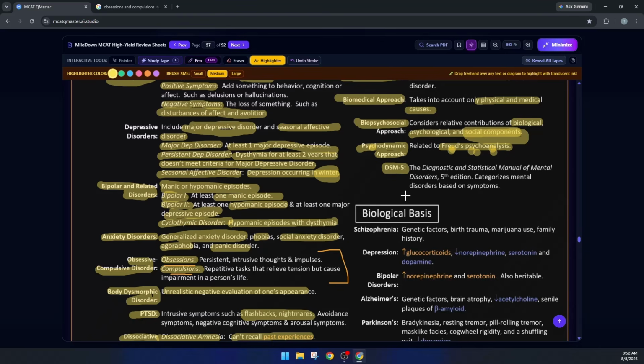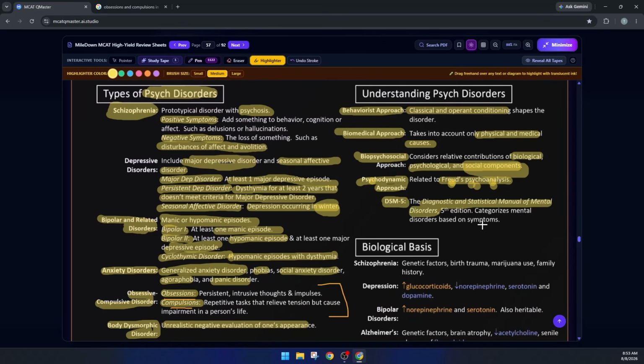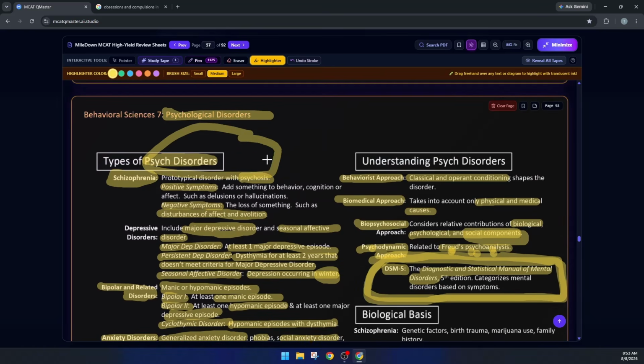Okay, DSM-5, what is that? It's basically a book, called the Diagnostic and Statistical Manual of Mental Disorders. It's a special book about mental disorders, and a lot of psychologists use it to categorize mental disorders based off of symptoms. It's like a manual for psychologists to know what's going on in terms of psychological disorders.